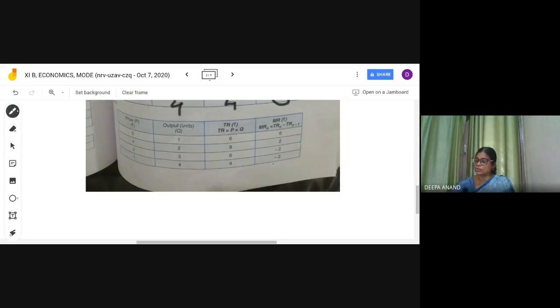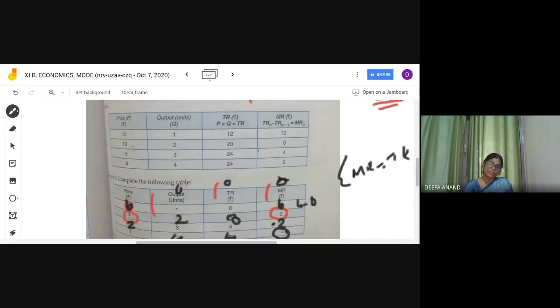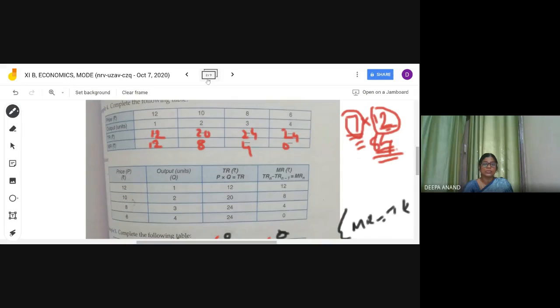Okay, then I will send you a few more questions for homework. Any question you can do, if you have the concept. What is TR? TR is price into output, and what is AR? AR is TR upon output. Total revenue ko output se divide karo, tab aapko average revenue milega. And what is MR? MR ke liye hamesha TR mein chale jana, and the difference between the successive units, that is in this case 6 minus 8 and 4 minus 6, in that way you can find out the MR. Okay, so I will send a few more problems, and with that as homework, you can definitely do it. And if you find any difficulty, you can call me. Okay, so that is there.